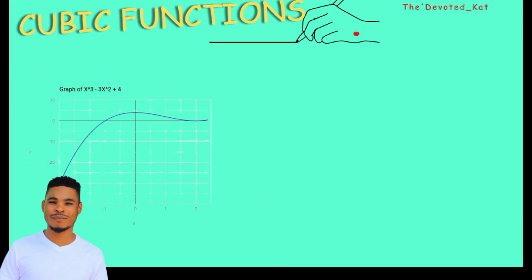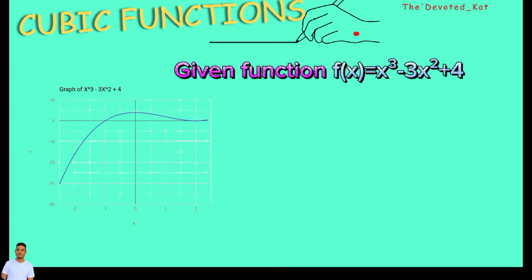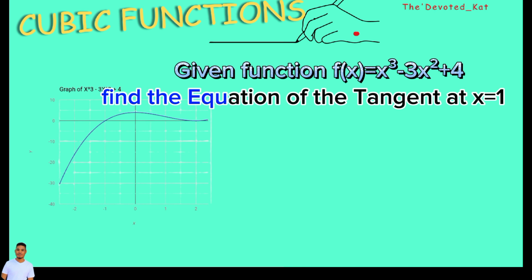Okay, here I quickly want to show you how to find the equation of a tangent, given that the tangent is at x is equal to 1. So the first thing you're going to do is write the equation of your straight line, because you know that a tangent is a line that touches the graph at only one point, as I mentioned before.